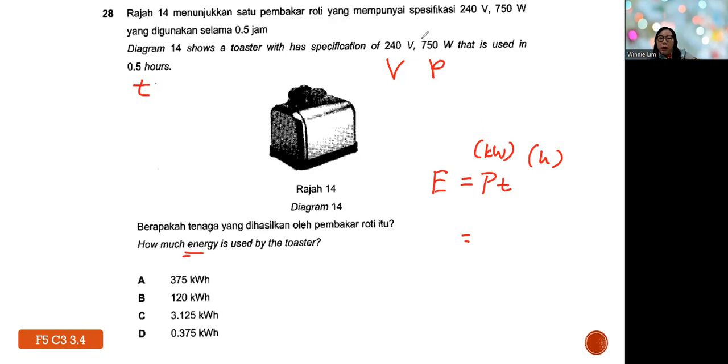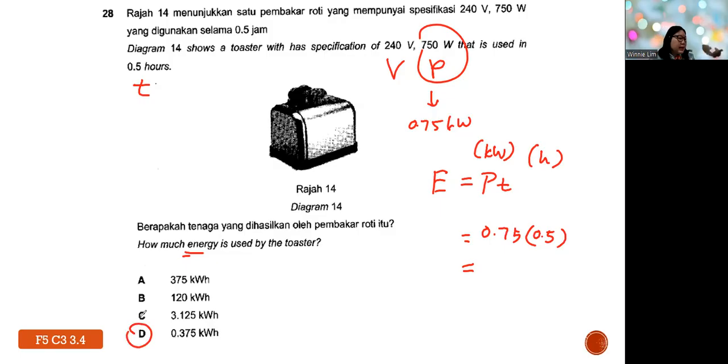So this power you change to kilowatt is 0.75 kilowatt. So now teacher will substitute 0.75, and then the time they already give you in hours. So you just multiply with 0.5. So then you will get the answer already. And you get 0.375 kilowatt hour.